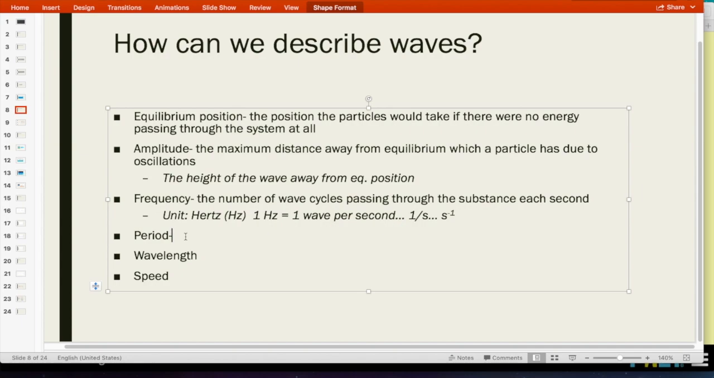Period is the reciprocal of frequency. What that means, in other words, if frequency is the number of waves per second, period is, you just flip it. Period is the number of seconds required for 1 wave to pass. In other words, how much time it takes for 1 wave to pass.